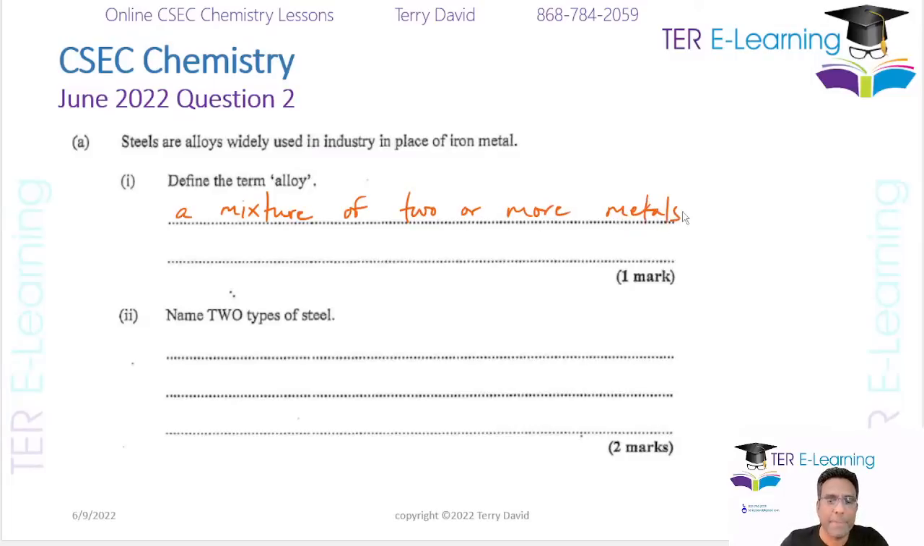Nothing fancy there. Name 2 types of steel. Now, this is where some students weren't sure what they were asking. Now, steel, to begin with, steel is an alloy of iron. That's the first thing. Steel is an alloy of iron. Now, two types of steel here. What we can say is stainless steel.